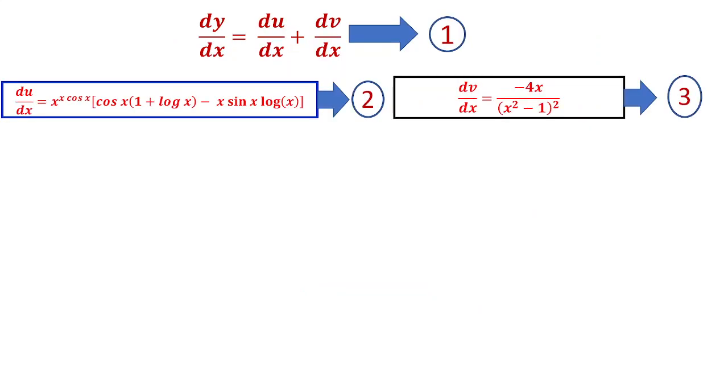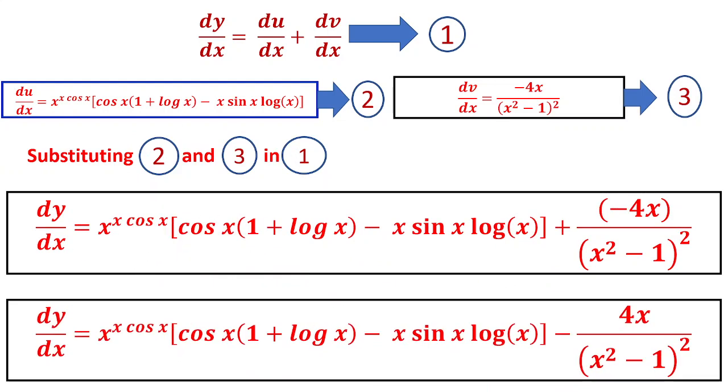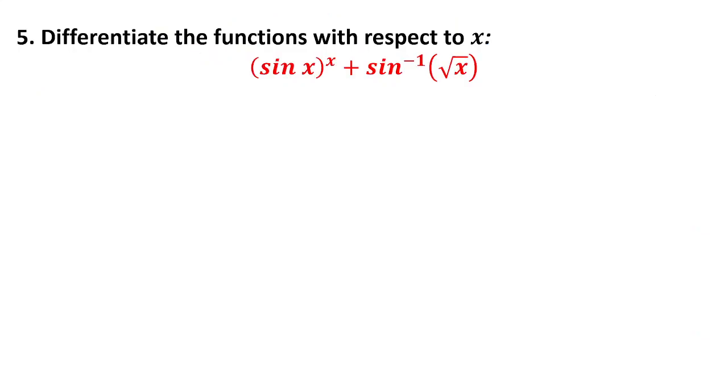Now I started with dy by dx is equal to du by dx plus dv by dx. I have differentiated du by dx separately using log. And I have differentiated dv by dx separately using logarithmic differentiation. Add them and give the answer. Finish. Very simple. Okay. If there is any possibility, you can simplify. Well, let us go to question number 5.